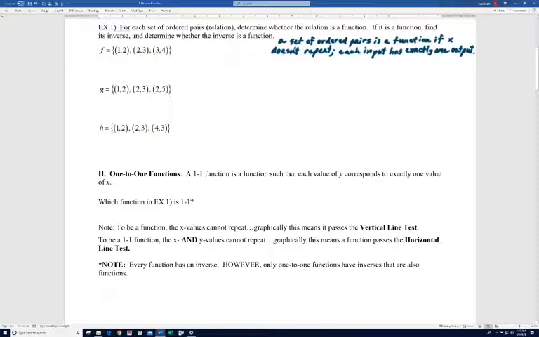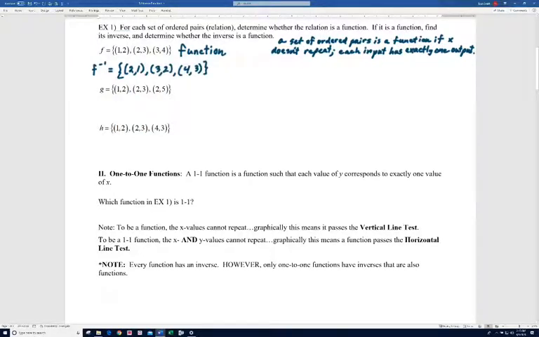So we said f was a function because the x values don't repeat. But the other way to look at it is if you look at each input, they have exactly one corresponding output. 1 corresponds to 2 and only 2. 2 corresponds to 3 and only 3. And 3 corresponds to 4 and only 4. Each of my inputs corresponds to exactly one output. Now to find the inverse, all we have to do is flip our x and y values.